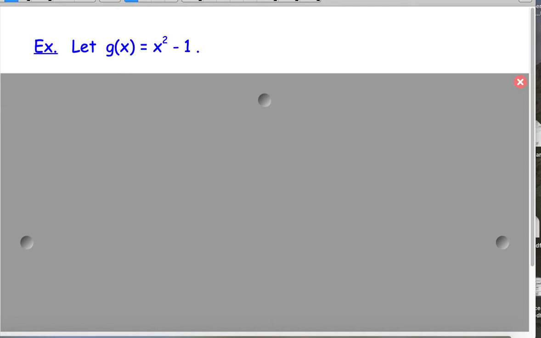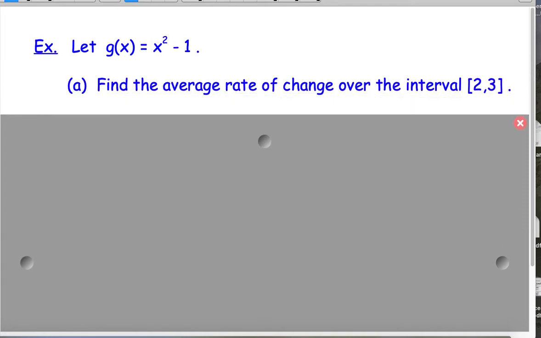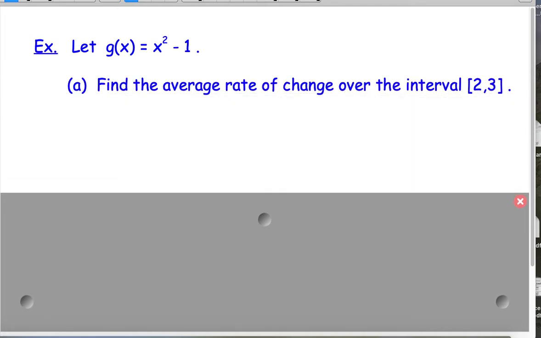Another example we can work through, g of x equals x squared minus 1. First, let's find the average rate of change over the interval 2 to 3. Remember, the average rate of change is just the slope of the secant. So it's just going to be f of 3 minus f of 2 over 3 minus 2. And for this function, I used f, I should have written g instead of f.